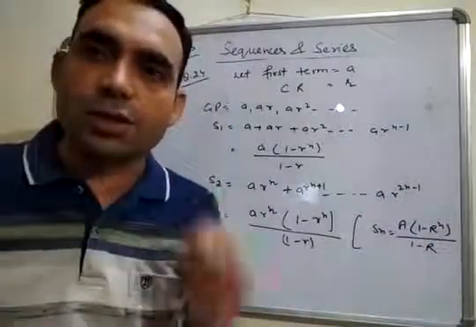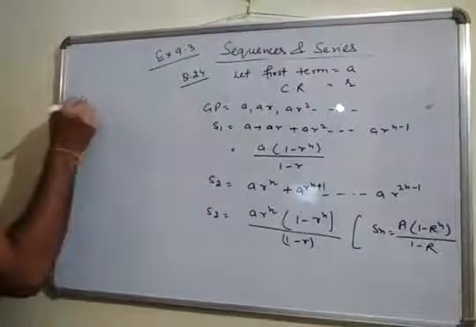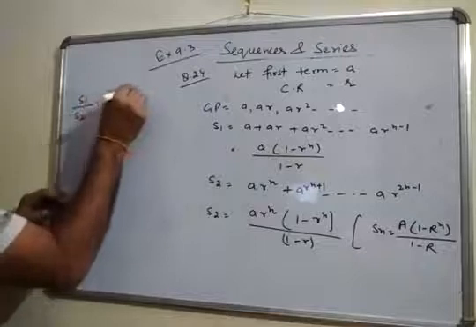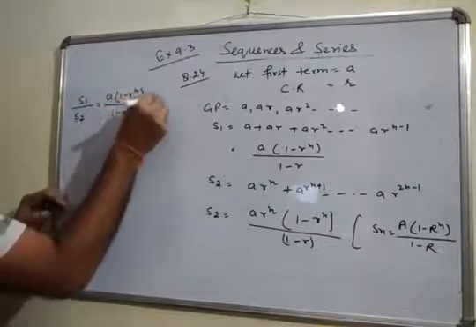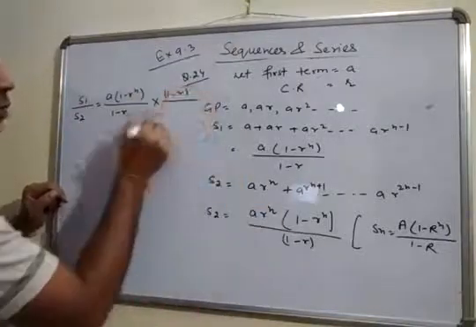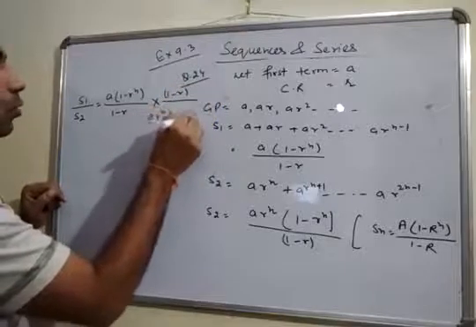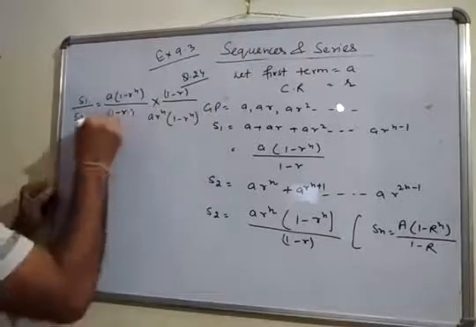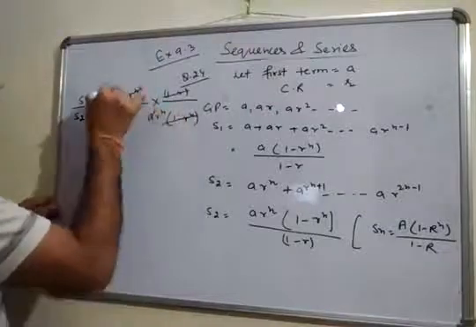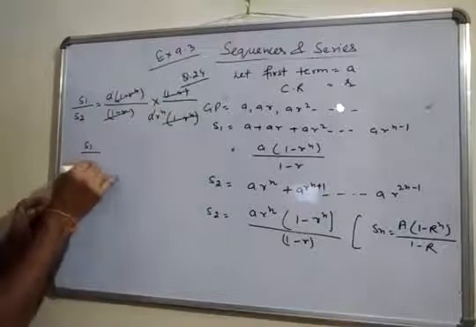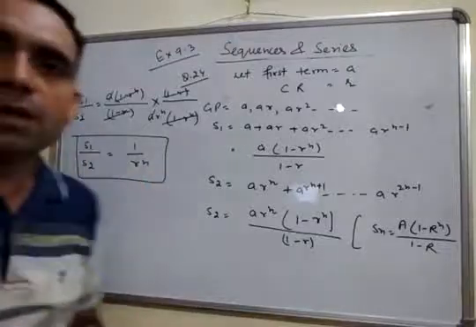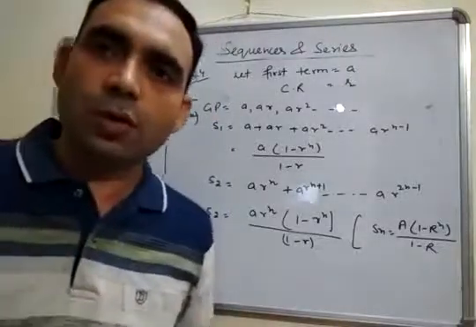Now we have to find the ratio S1 upon S2. S1 is a times (1 minus r to the power n) upon 1 minus r, and taking the reverse of S2, we get 1 minus r upon ar to the power n times (1 minus r to the power n). 1 minus r cancels with 1 minus r, 1 minus r to the power n cancels, and a cancels. This implies S1 upon S2 is equal to 1 upon r to the power n. This is the solution of question number 24.